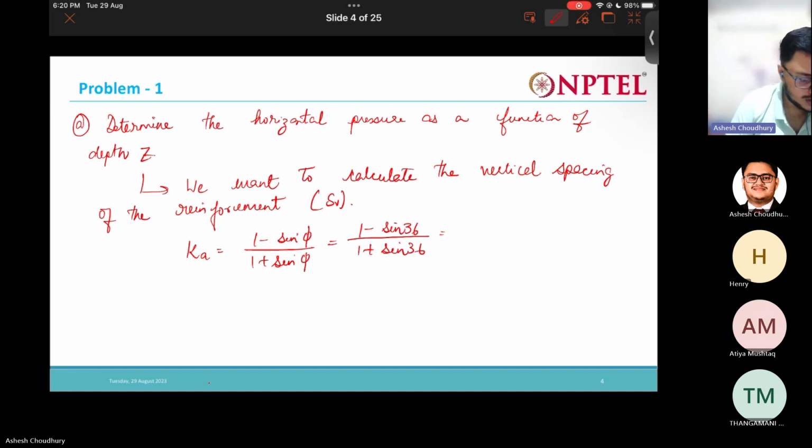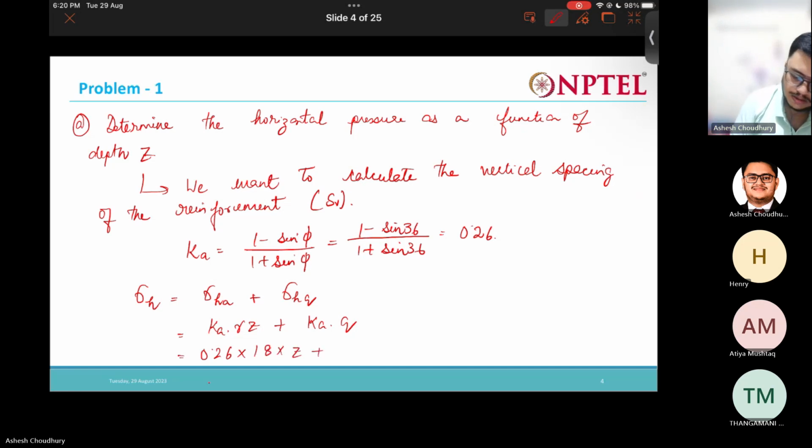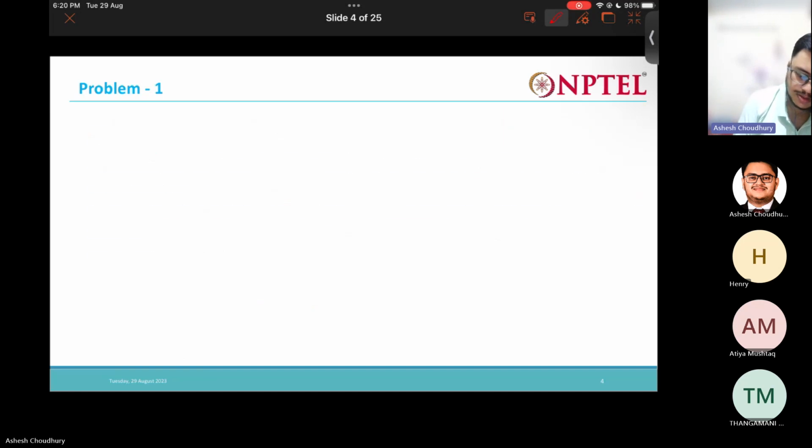So this is how much? 1.6. Okay. Now, therefore, the horizontal pressure is what? Component from the earth pressure plus component from the Q, that is the surcharge. So K gamma Z plus K into Q. So what is K? 0.26. Gamma is 18. Z we will keep as Z, plus 0.26. And how much was Q? Q was 10.